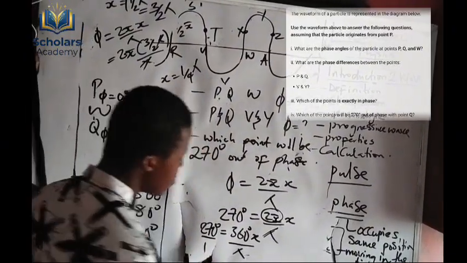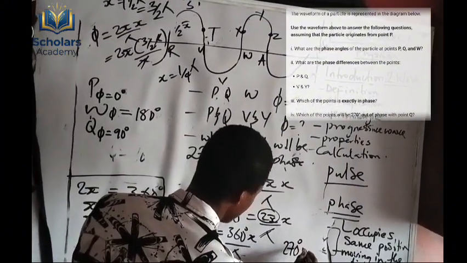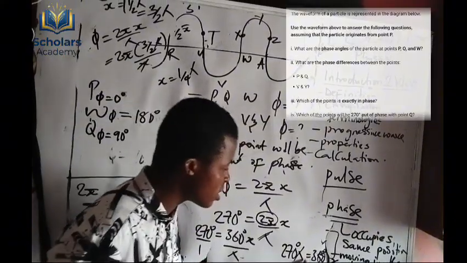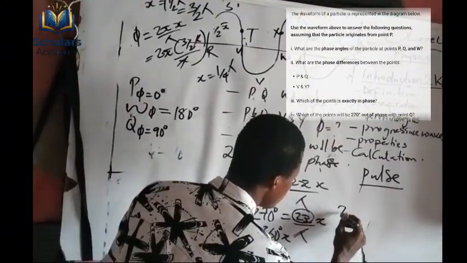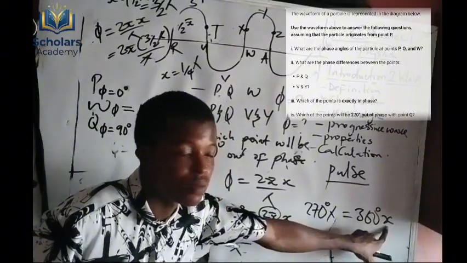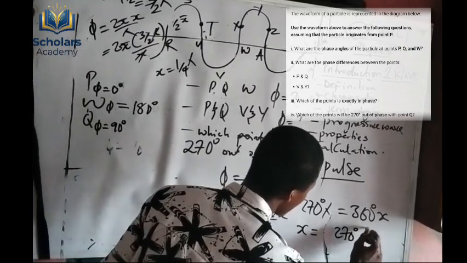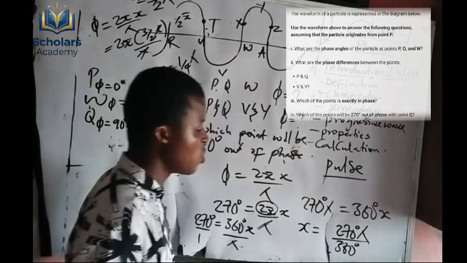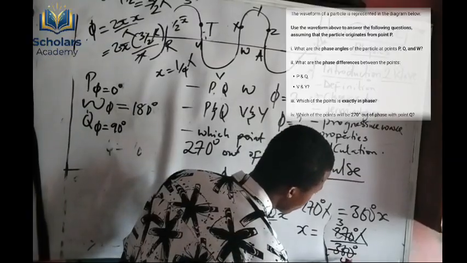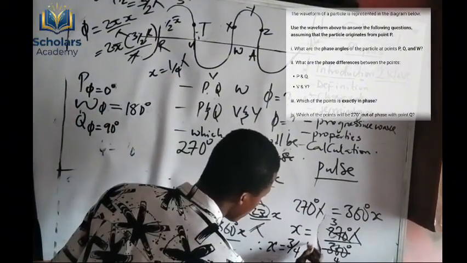If I cross multiply, remember what I'm looking for: the displacement. So if I cross multiply, I will have 270 degrees times wavelength equals 360 degrees times x. Remember, what we are looking for is the displacement, so divide both sides by 360 degrees. We now have x equals 270 degrees times wavelength over 360 degrees. 90 into this gives us 3, and 90 into this gives us 4. Therefore, your x, that's your displacement, is 3 over 4 wavelengths.